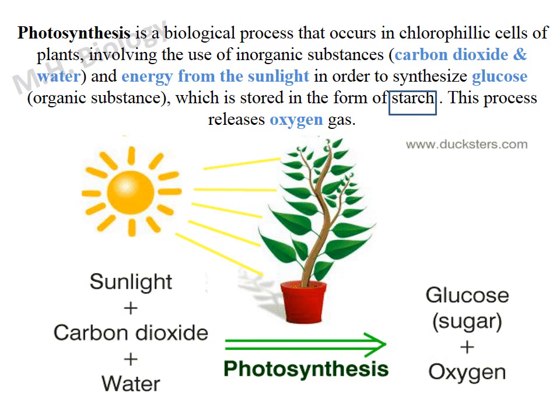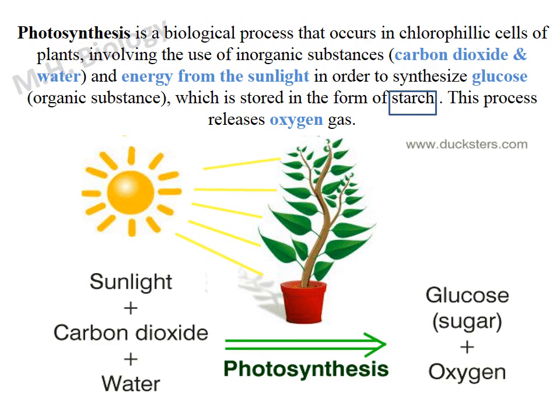To summarize, in general, photosynthesis is a biological process that occurs in chlorophyllian cells of plants. It involves the use of inorganic substances, which are carbon dioxide and water, as well as the energy from the sunlight, in order to synthesize glucose, an organic substance, which is mainly stored in the form of starch. This process releases oxygen gas.